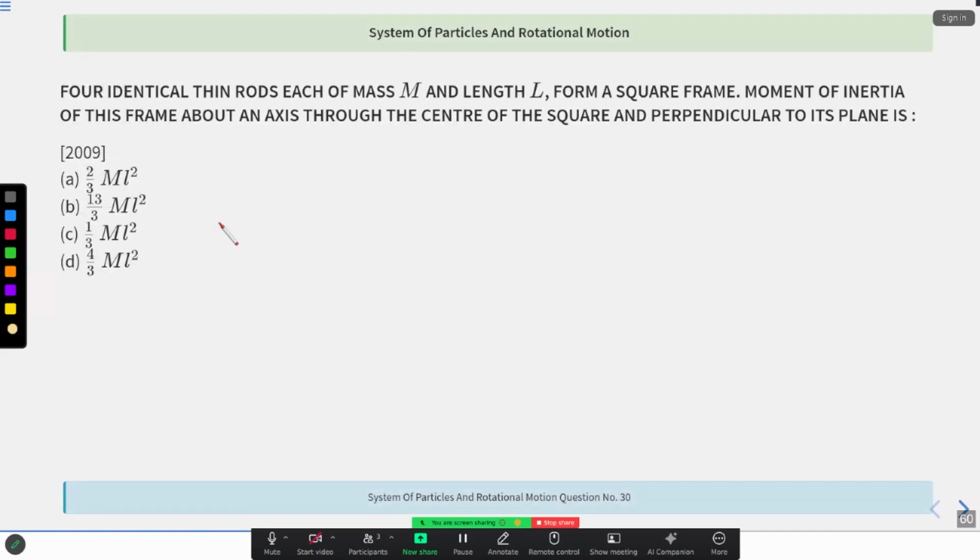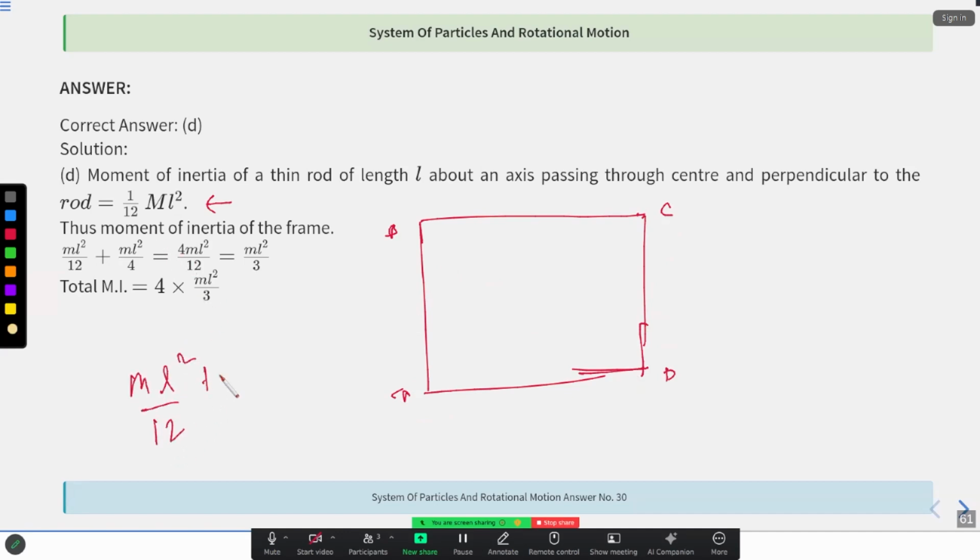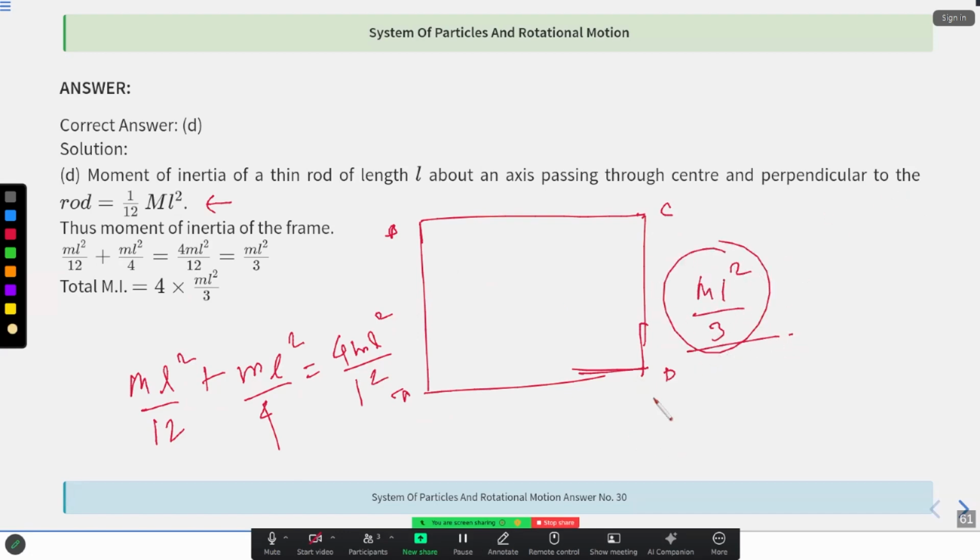4 identical thin rods, each of mass m and length l. So they have said that 4 identical rods are there, and we have same mass m and length l, that form a square. Moment of inertia of this frame about an axis through the center of the square. What is it? So we know that moment of inertia of a rod is 1 by 12 ml square, correct? So if these are the rods, entire system they have asked, right? This is one rod, C and D, fine. So moment of inertia is ml square by 12 plus ml square by 4. That is 4 ml square by 12. That is ml square by 3. Got it? Ml square by 3. So total moment of inertia is 4 into ml square by 3.